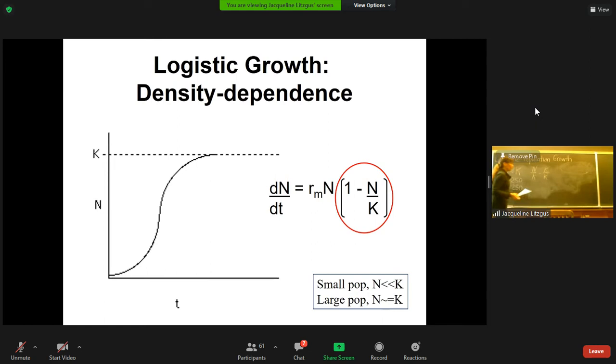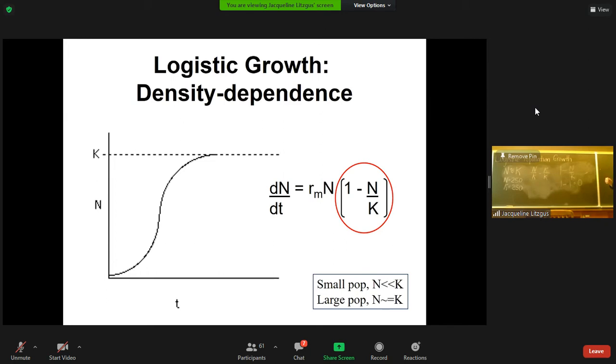And so that means that when you take the piece of the equation that's about density dependence, that's that 1 minus N over K bit, now you're going to have 1 minus 1, because if they're the same value, that equals 0. So now you have 0 there.